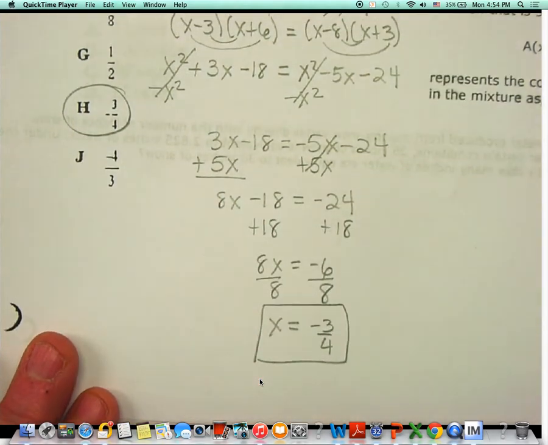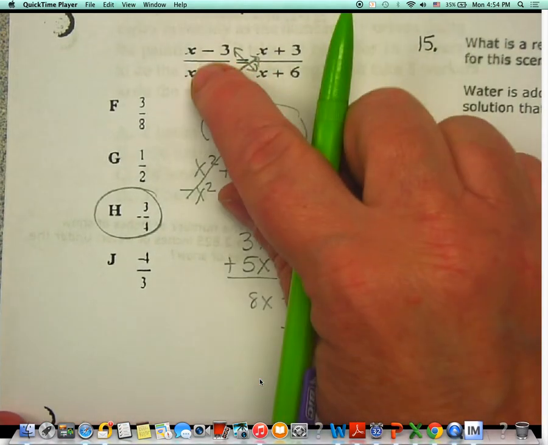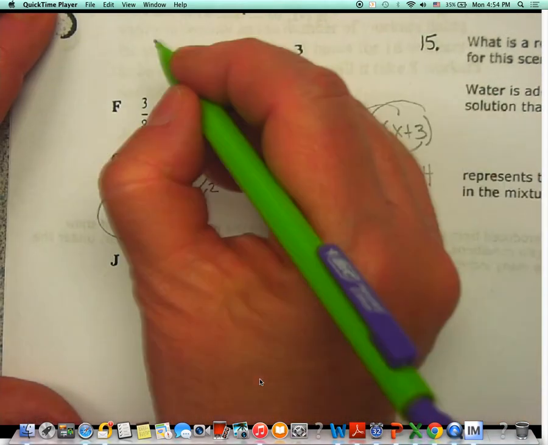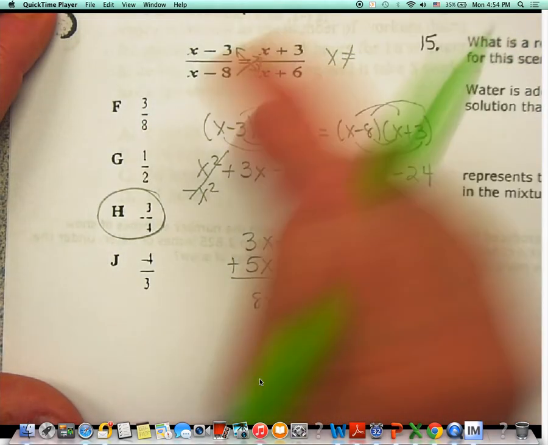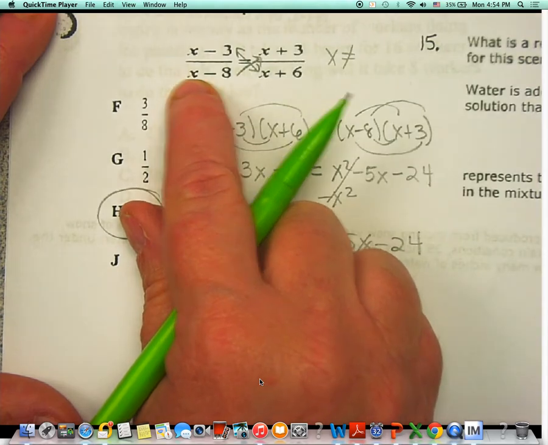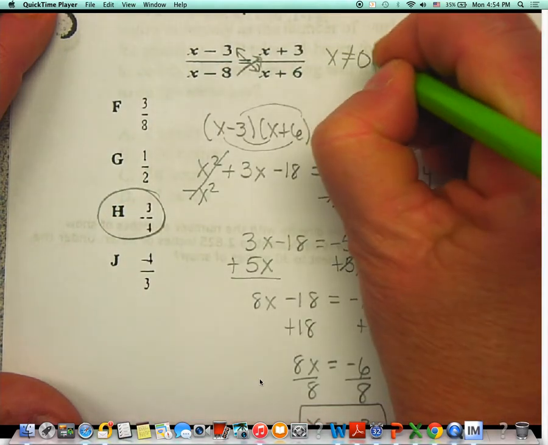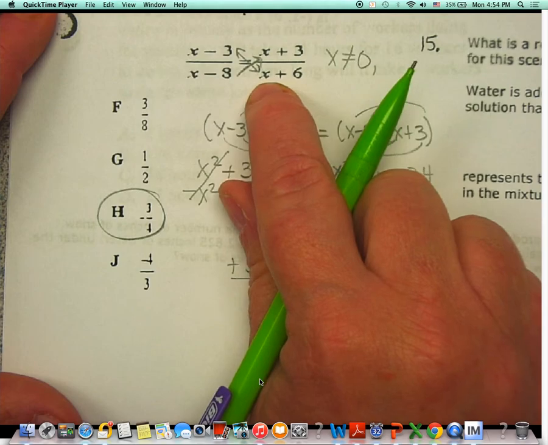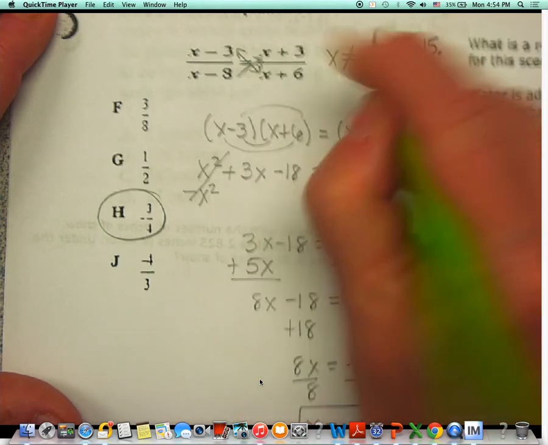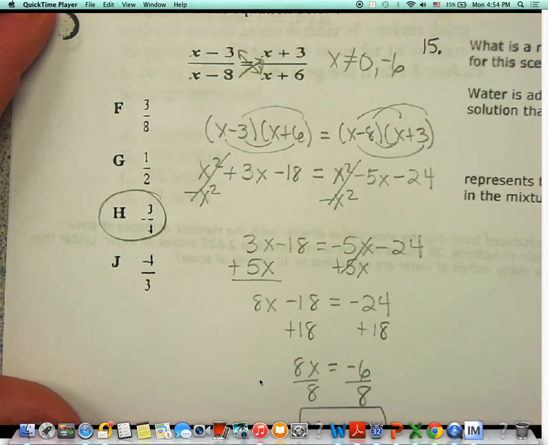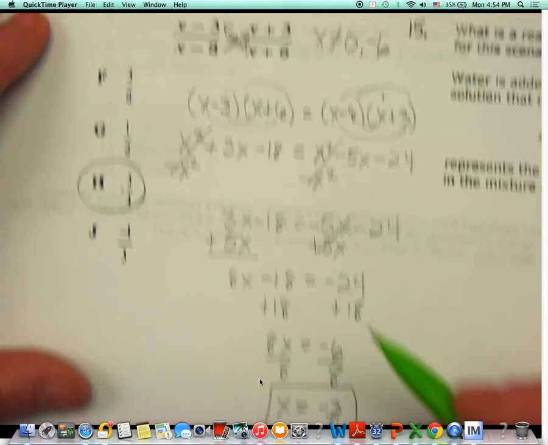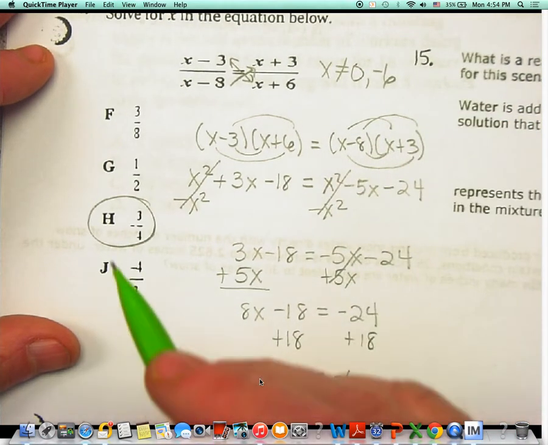Okay, we would want to check the restrictions. The restrictions on here would be x cannot equal 8, because if I plug 8 in here, 8 minus 8 is 0. We can't divide by 0. And it can't be negative 6, so that would give me 0 over here in that denominator. Okay, and so negative 3/4 is not 0 or negative 6, so it can be an answer.